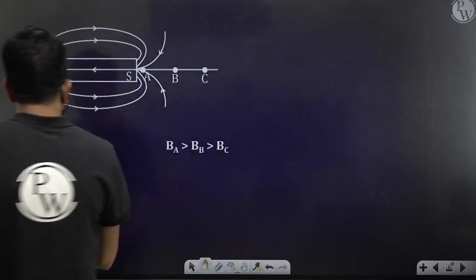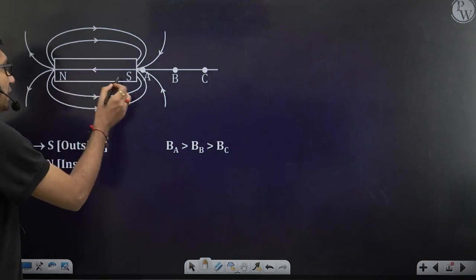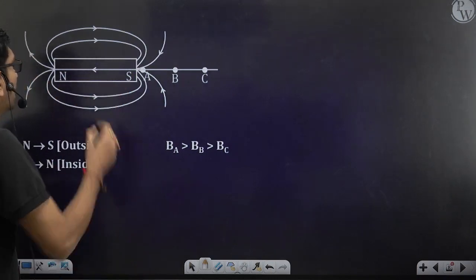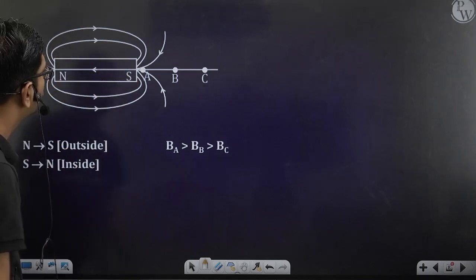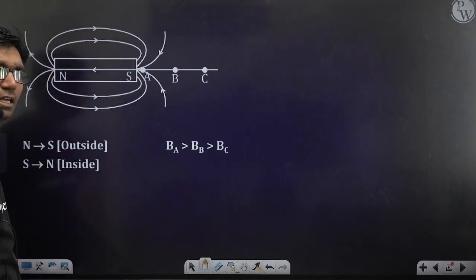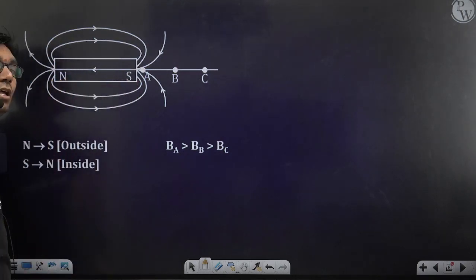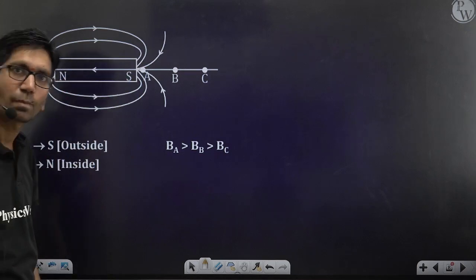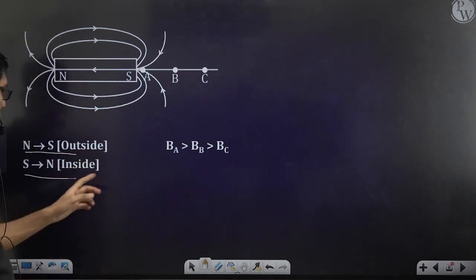Now, this is a bar magnet I have taken. This is the north pole, this is the south pole. As everyone knows, the magnetic field lines always move from the north pole to the south pole, that is outside the magnet. But inside the magnet, the magnetic field lines always move from south to north pole. So north to south outside, and south to north inside.